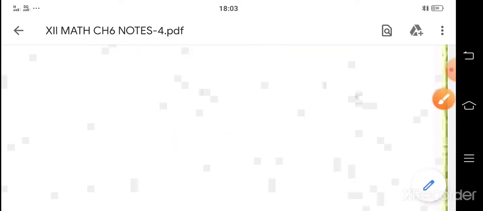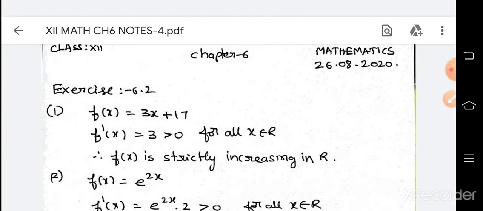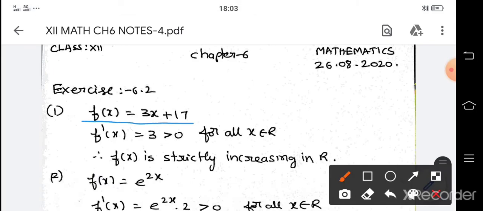Now the very first question: take your textbooks and keep them with you. In the textbook it is exercise 6.2. Exercise 6.2, the very first question says: prove that f of x is equal to 3x plus 17 is strictly increasing on R. What is given is f of x equal to 3x plus 17.